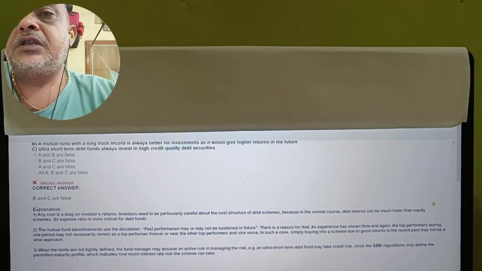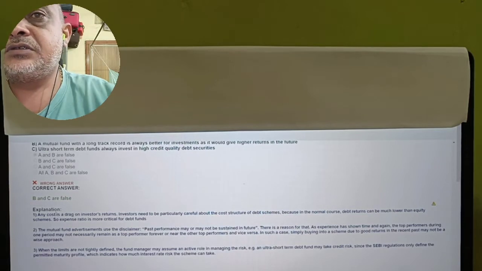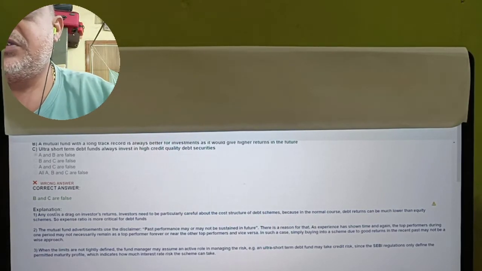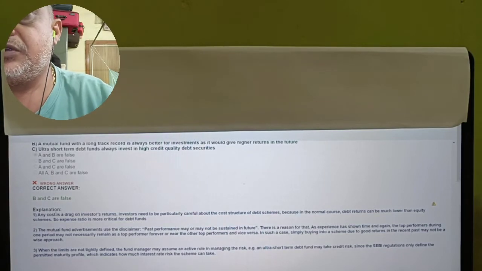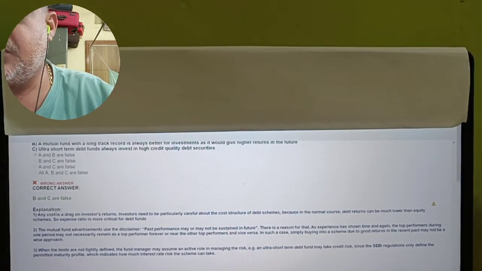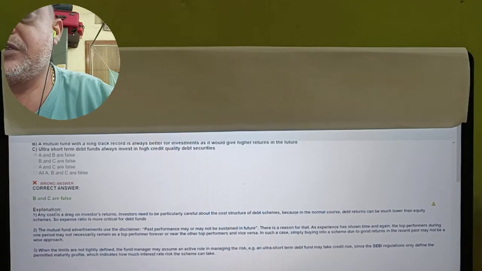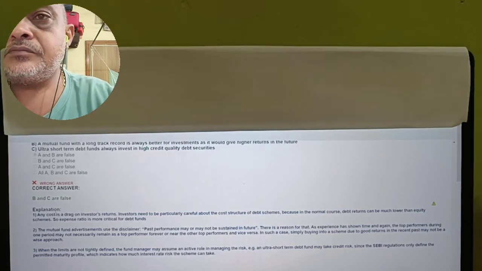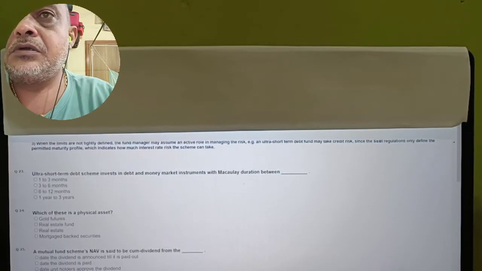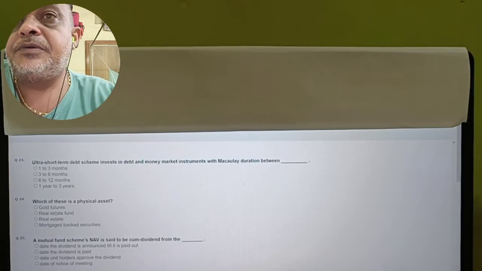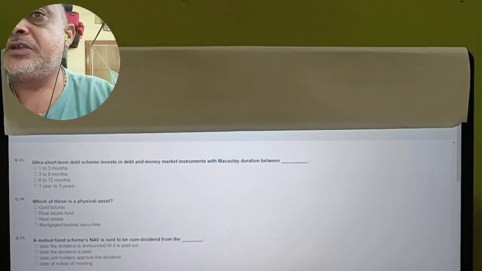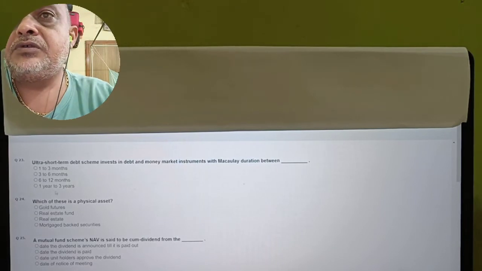Reason: any cost is a drag on investors' returns. Investors need to particularly be careful about the cost structure of the debt scheme, because in normal course debt returns can be much lower than the equity schemes. So the expense ratio is more critical for debt fund. Ultra short term debt scheme invests in debt and money market instruments with maturity duration between 3 to 6 months.